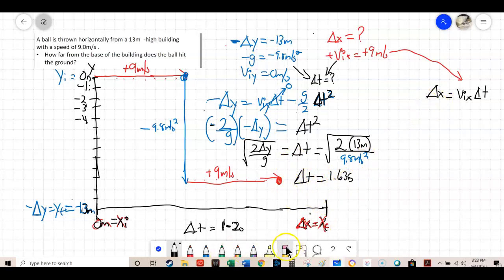So now we're going to take this time that it takes. This is the time it takes for it to just fall straight down. That will also be the time it takes for it to move that x direction right over here. Okay, so I'm going to take this equation right here.